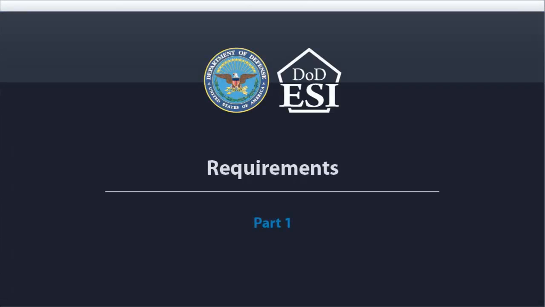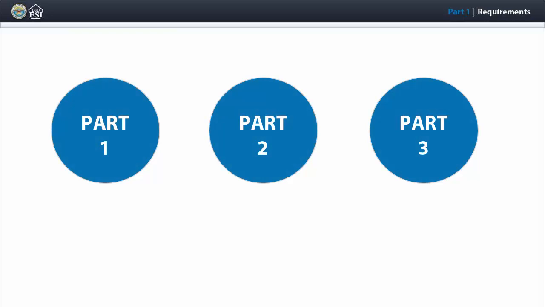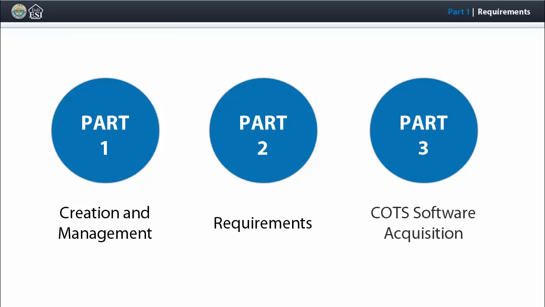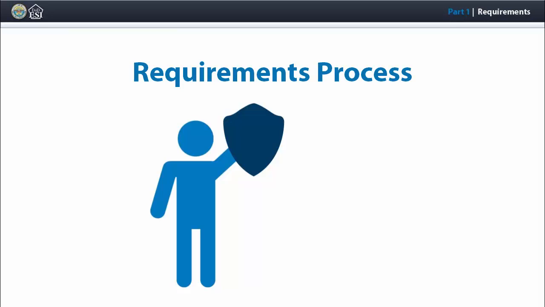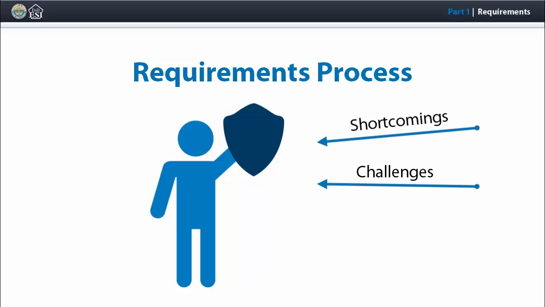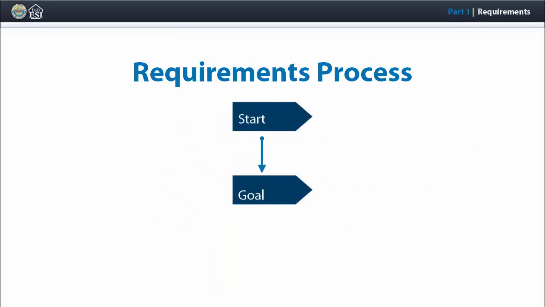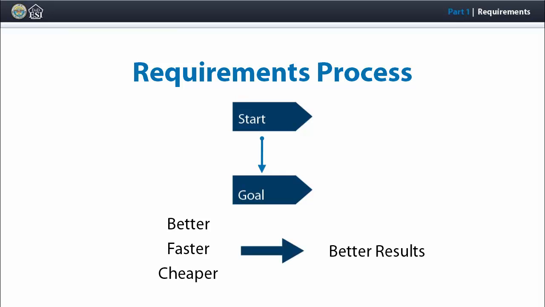This three-part tutorial introduces basic concepts and practices involved in the creation and management of government requirements for a commercial software acquisition. The requirement process starts when government agencies need to address shortcomings or challenges in their current operations or when new mission responsibilities emerge. Typically, someone believes that something can be done better, faster, cheaper, or with better results.